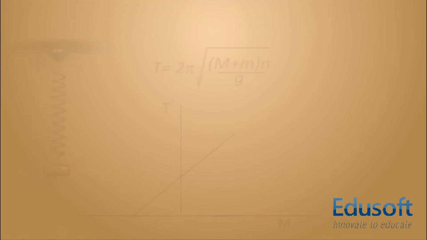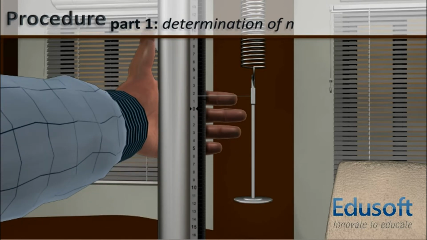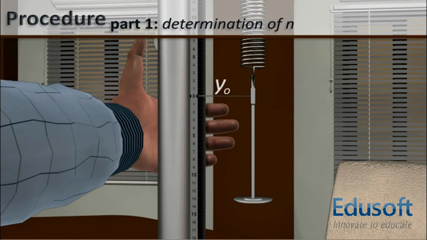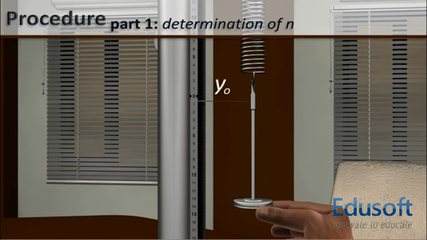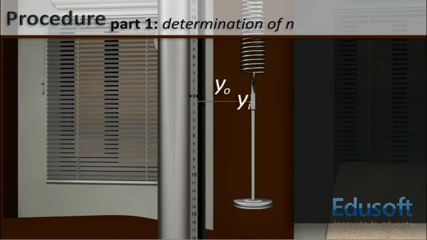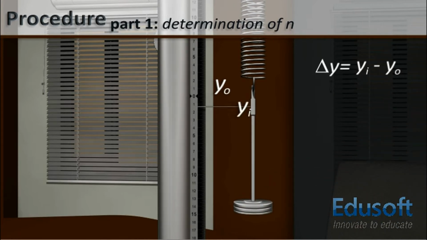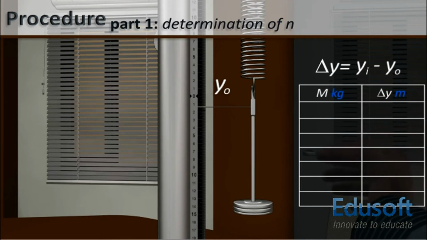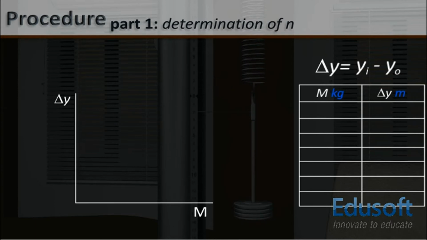Now let's start the experiment. Part 1. Determination of the extension per unit mass. Let the position of the mark be the zero point, y naught. Put a load in the scale pan, note the new mark position, and deduce the extension delta y. Repeat the previous step with different loads, note the extension delta y for each load, and tabulate these results. Plot the relation between the load and the extension delta y and calculate n.